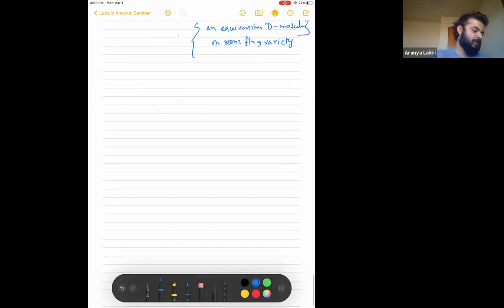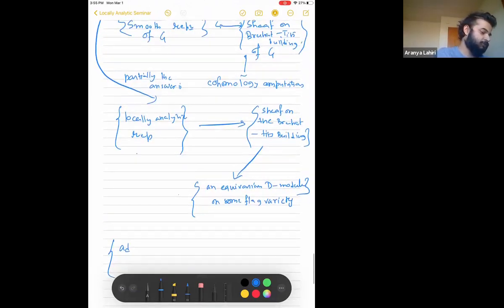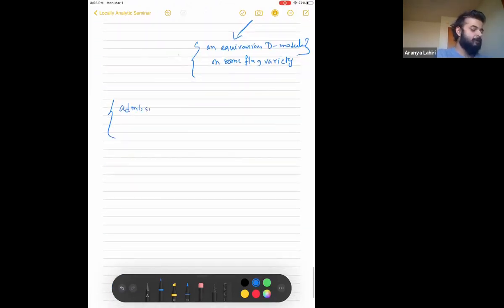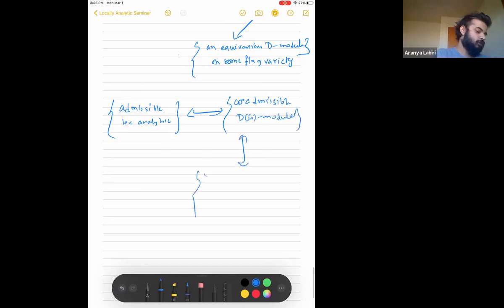And a picture to keep in mind after Schneider and Teitelbaum and this paper is that you have admissible, okay, so here I should add admissible. So you have a bunch of categorical equivalences. You have admissible locally analytic representations. This is equivalent to co-admissible DG modules. This is also equivalent to G equivariant vector D modules over flag varieties with an extra condition. There is some condition on this equivalent D module, I believe.